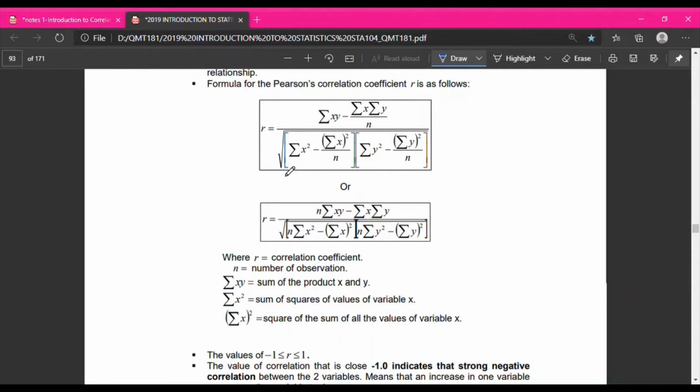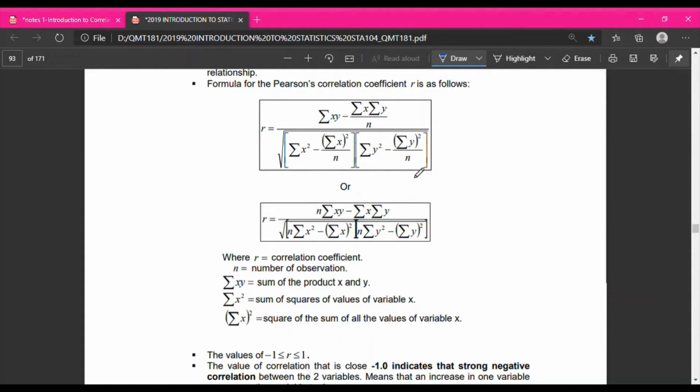Divide dengan square root of summation of x square. So means that here you need to square the value of x first, baru you total up. Okay, jangan tertukar dengan yang ni, summation x square. Summation x square ni maksudnya you totalkan x, baru you square. This one, square dulu x, baru you total up. Divide dengan small n, multiply dengan summation of y square. Sama macam tadi, you need to square the value of y, and then baru you total up. Minus dengan summation of y square, total of y square divide dengan small n.